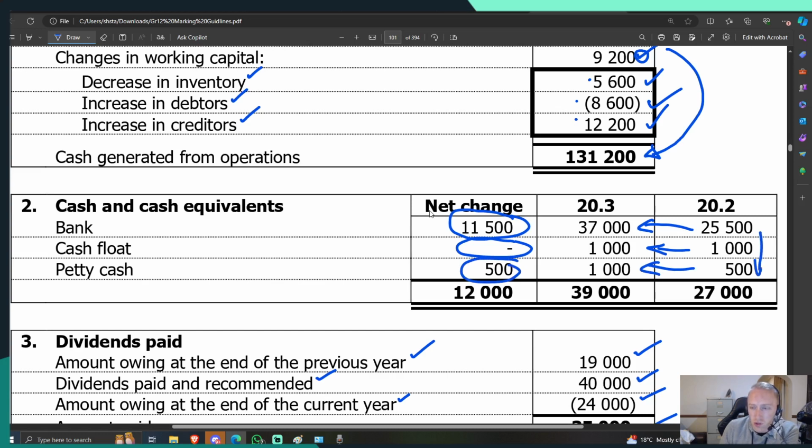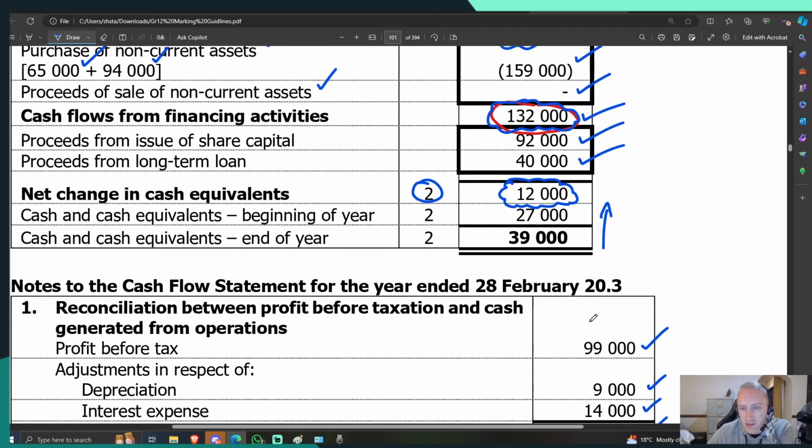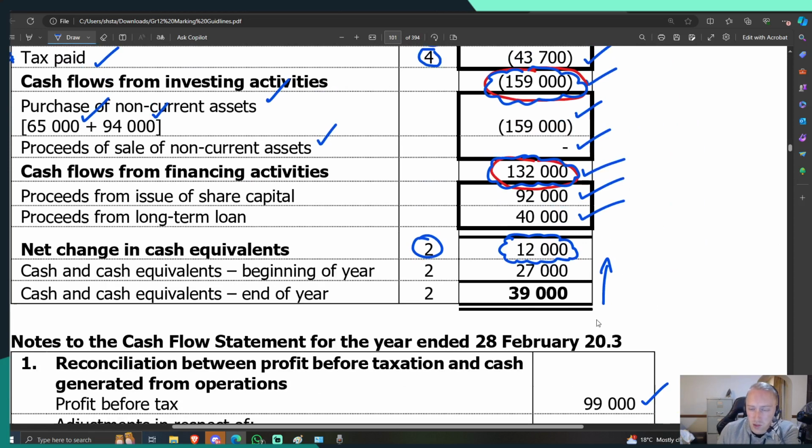And we can total each column. And we can see that it was 27,000 at the beginning of the financial year, 39,000 at the end of the financial year, so we had a net change of cash and cash equivalents of 12,000 Rand. And we can write those figures here. 27,000 at the beginning, 39,000 at the end, and the change is 12,000 Rand. And so we have arrived at the same figure by doing the top down and the bottom up way.